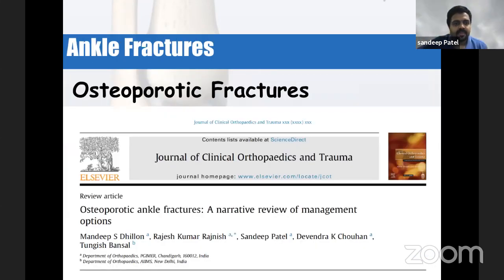So the next concept is osteoporotic fractures. It can be tricky. So this is another upcoming area in the ankle where a lot of implants and a lot of strategies have been developed to address the osteoporotic ankle. We have a publication where we have discussed the same.